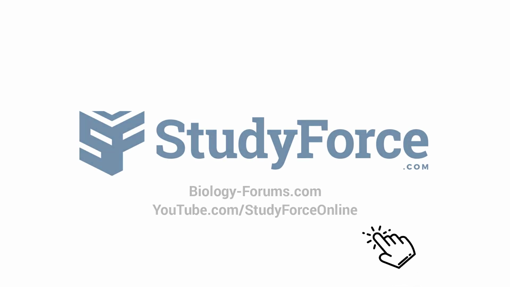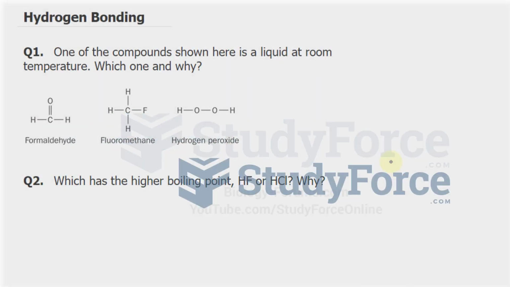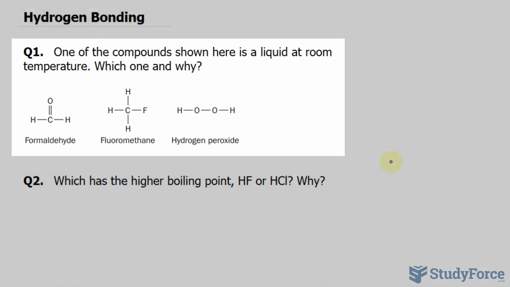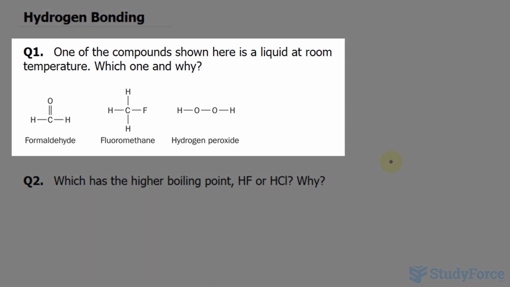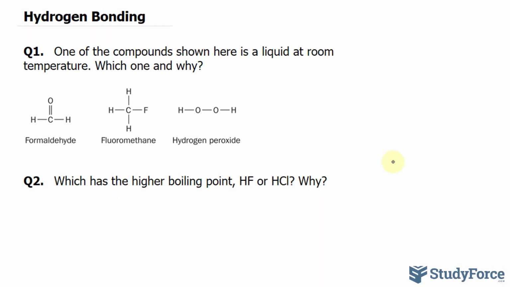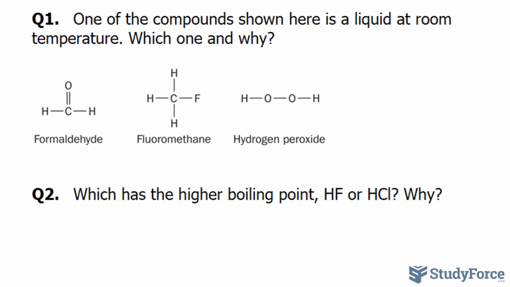In this quick tutorial, we'll be discussing hydrogen bonding, and we'll be doing this by answering two questions. The first question reads, one of the compounds shown here is a liquid at room temperature. Which one and why? So we have three compounds: formaldehyde, fluoromethane, and hydrogen peroxide.